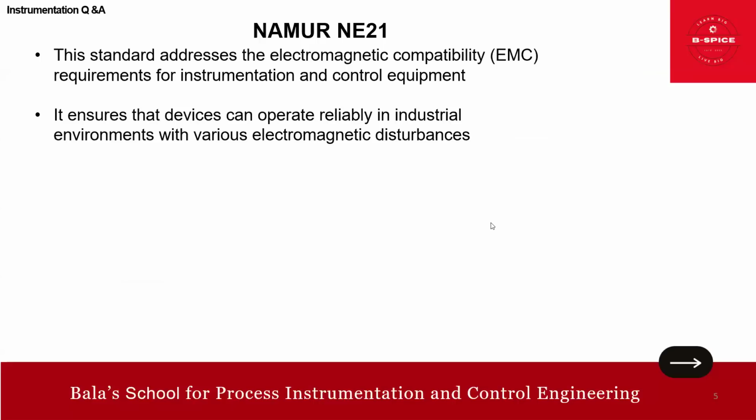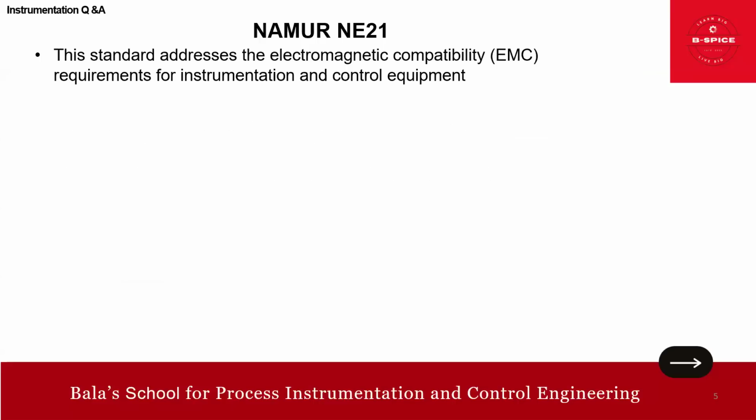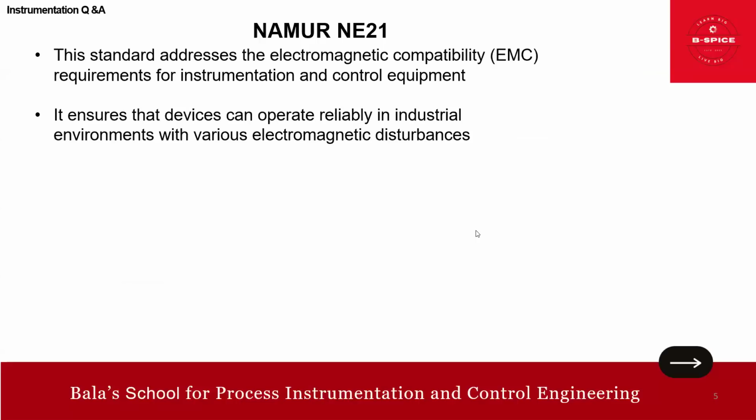Here, I'm talking about NE21, okay? So this NE21 standard basically addresses the electromagnetic compatibility. We all know EMC, right? For instrumentation and control equipment. So it ensures that devices can operate reliably in industrial environments with various electromagnetic disturbances. You know, there are a lot of disturbances due to electrical cables or even other devices' interference. So if you go with this compatibility, then we have good reliability.